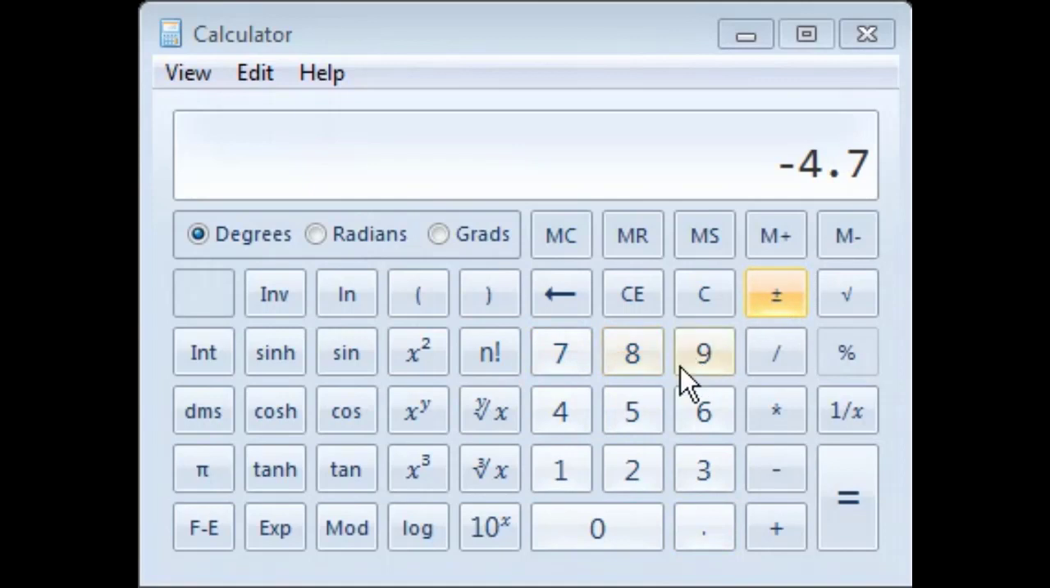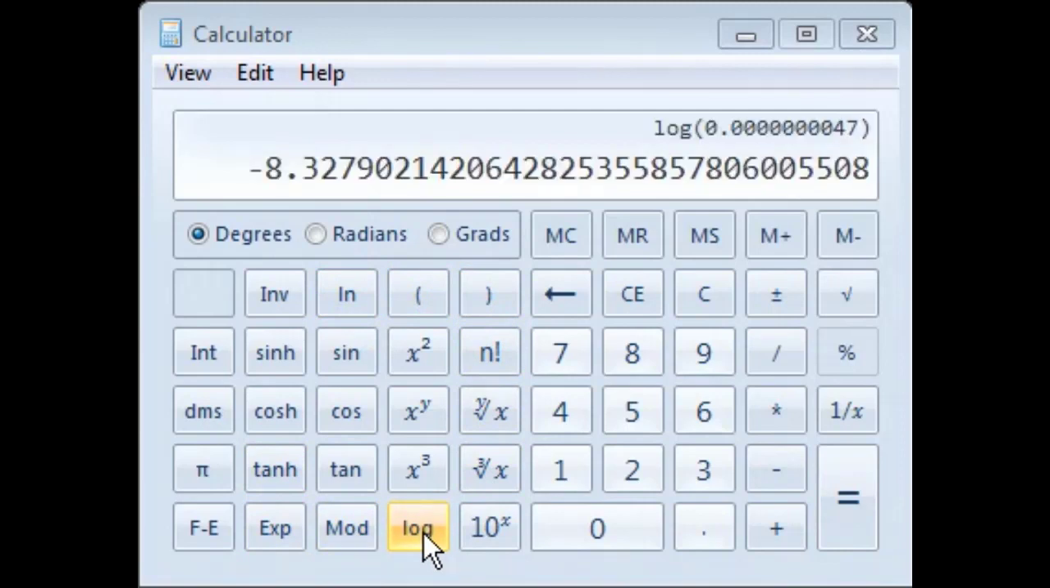4.7, and then I have to do exponents, so EE, negative 9. Oh, actually, whoops, it's positive 4.7. The exponent's negative. 4.7 e negative 9. And then I'm going to hit the log button. Where's log? It's not ln. The log button is here. Click. And negative. So 8.33 is what I should get. 8.33.